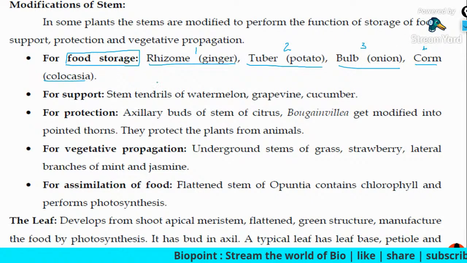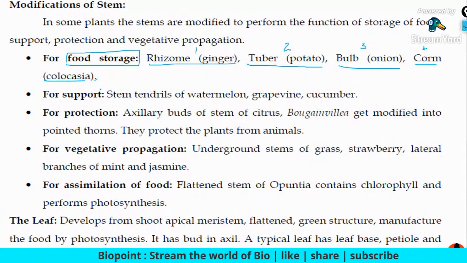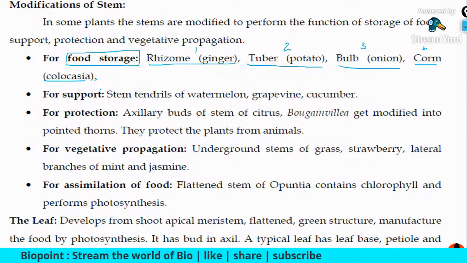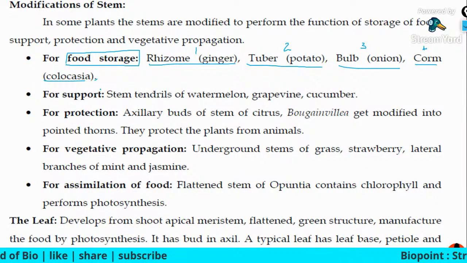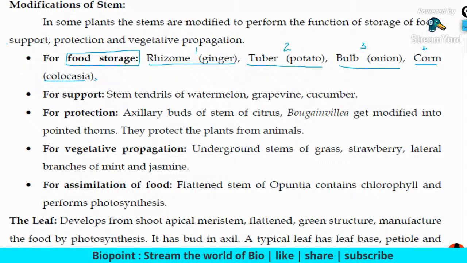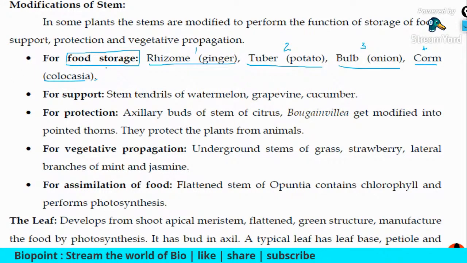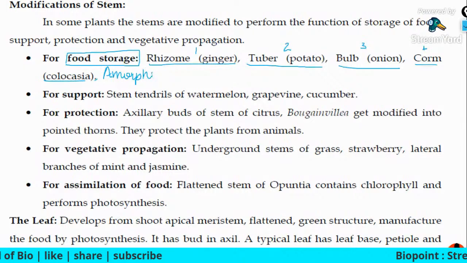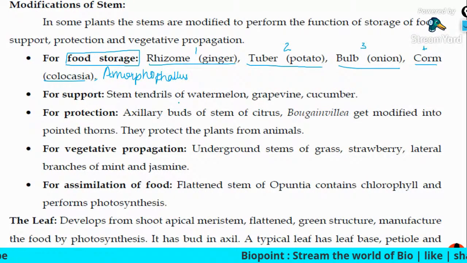Colocasia, one more term I have told you in the last slide. What is that term? Anybody on the chat box? Along with colocasia, I just named one more. That is, absolutely, Amorphophallus. They are also showing the vegetative propagule as corm itself, the structure which helps in the storage of food. Amorphophallus and colocasia have a structure known as corm.